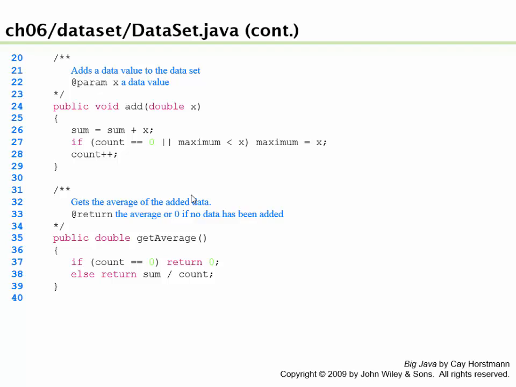When we say add, we have some value coming in. We add that to the sum. And in the special case where the count is 0 or the maximum is less than x, then we set the maximum to x. And then we increment count. So we're not storing the numbers, yeah.